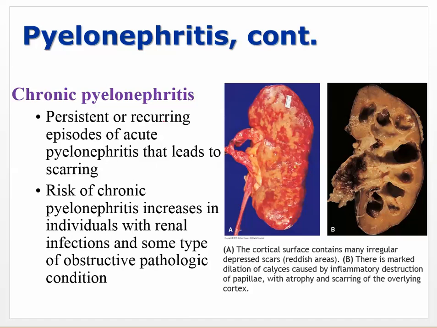Okay, so acute pyelonephritis is sudden onset, usually doesn't last as long, but if it can't be fixed and it is persistent, it's going to kind of wipe out your kidney. So chronic pyelonephritis: persistent or recurring episodes of acute pyelonephritis that leads to scarring. So now we have damage that's taking place, and you can kind of see in these pictures what that can look like.